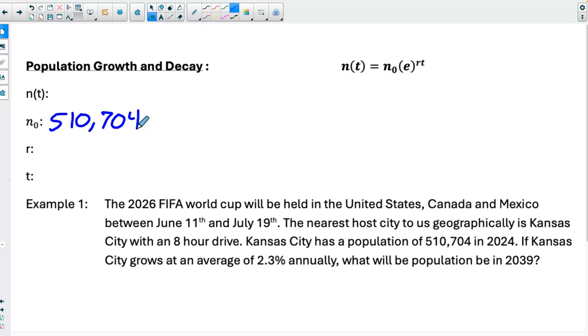Now, our rate, what's our rate? 0.23. Give it one more zero in there, 0.023. Okay, you can always double check your numbers. Remember, you can take 2.3 and divide it by 100 and get that.